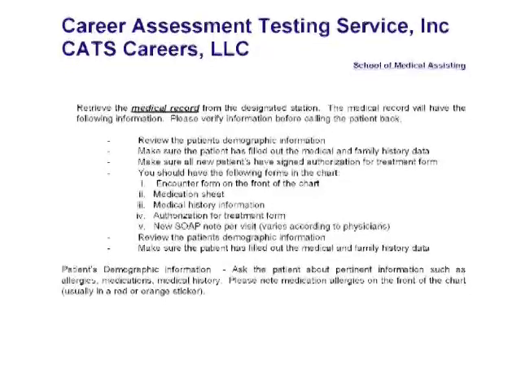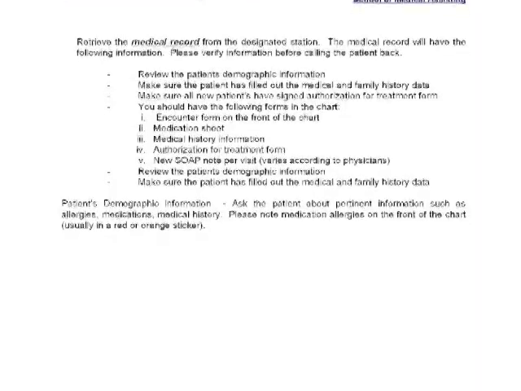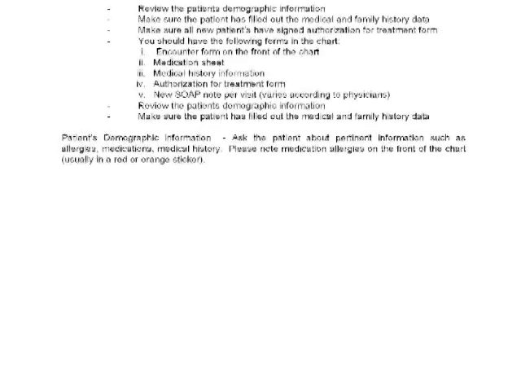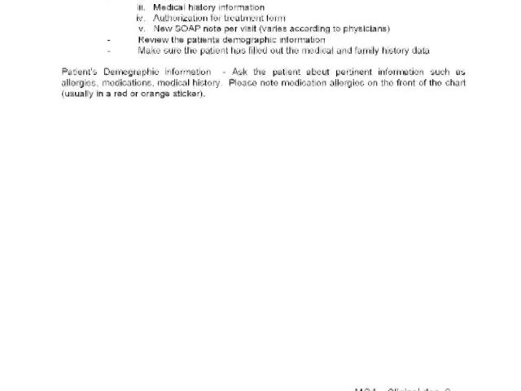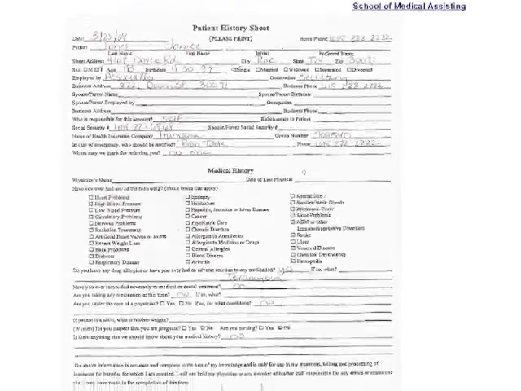You want to retrieve the medical record from the designated area in your practice. The medical record will already have all of the information in it. You just want to make sure that you review the information to make sure it's complete. Review the patient's demographic information. Once again, name, address, phone number, insurance card information. This is the patient history sheet. Once again, you're just reviewing the information to make sure that it is correct.